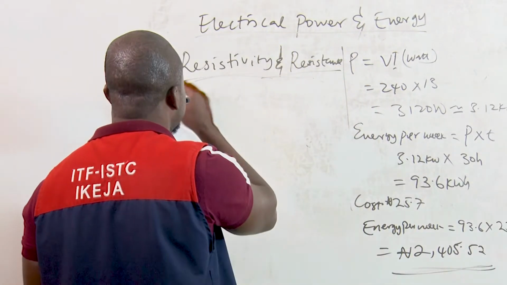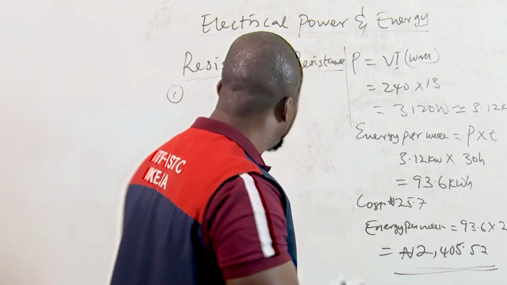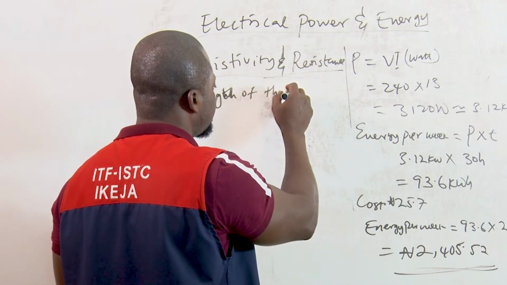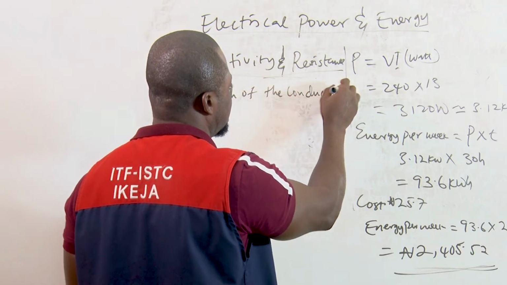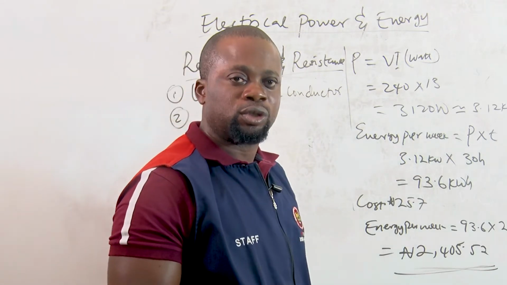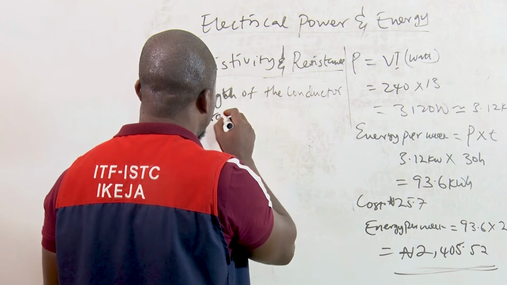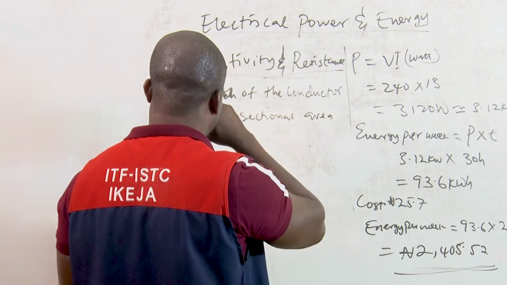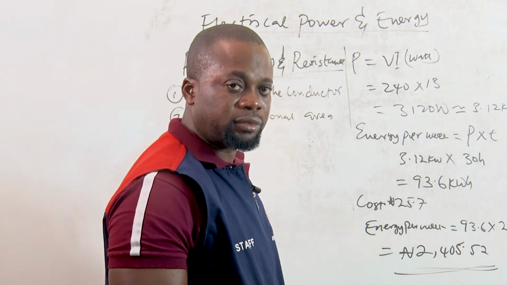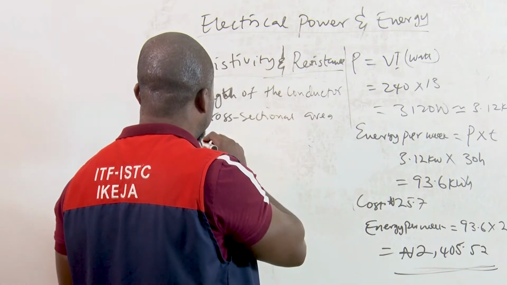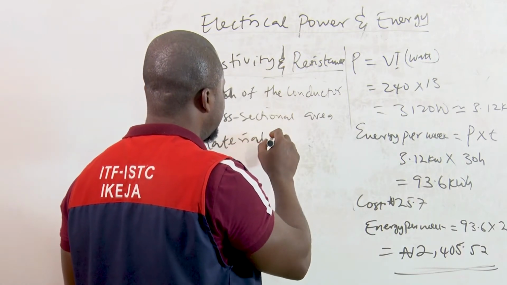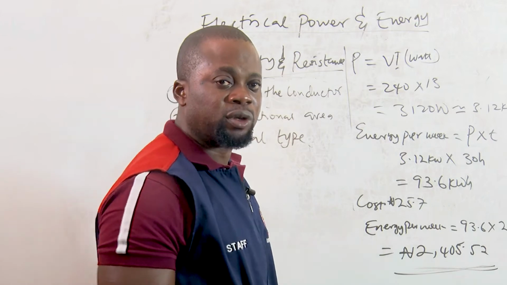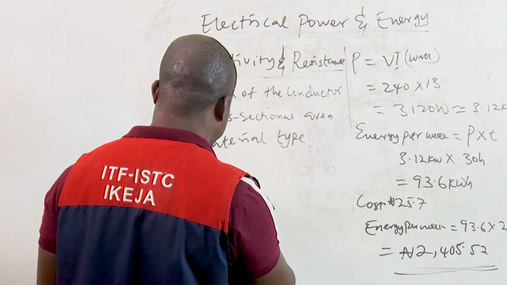Okay? 1, the length of the conductor. 2, the cross-sectional area. 3, material type or type of material. Then 4, the temperature of the material.